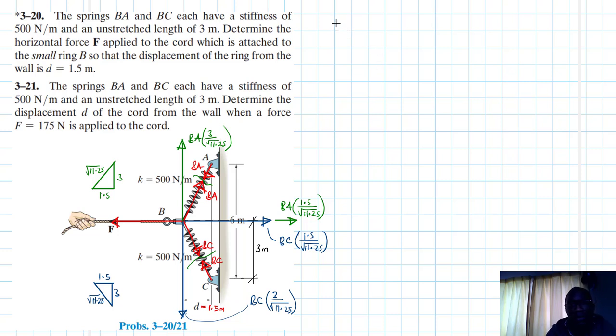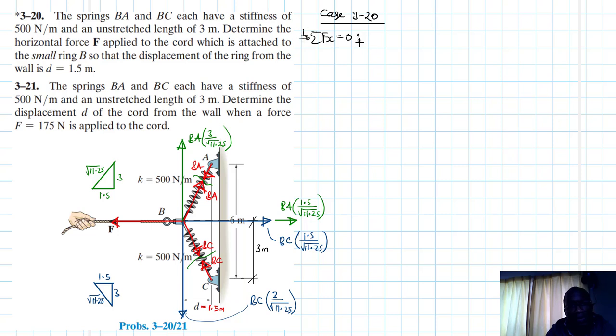So what do we have? So we say summation of forces. We start with the first case. Let's call this case 3-20. So we say summation of forces in the x equal to 0.